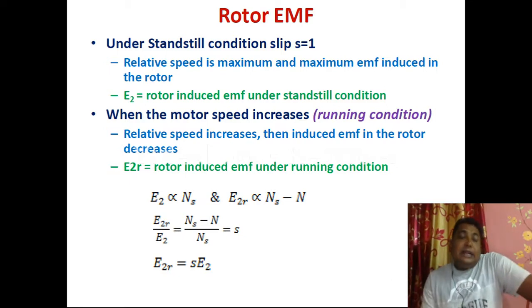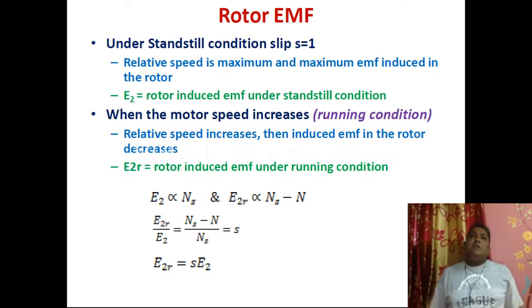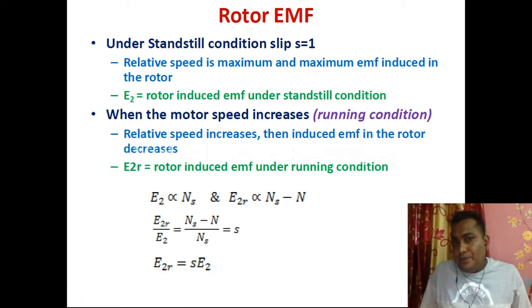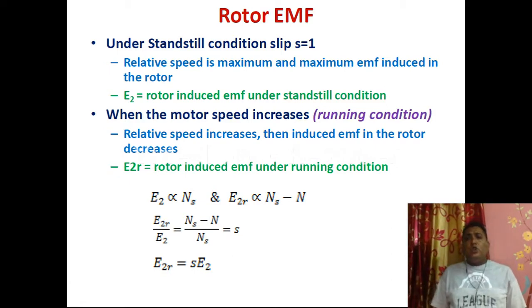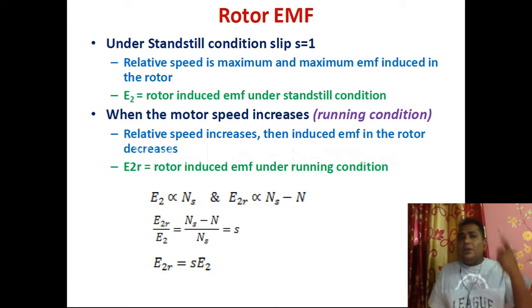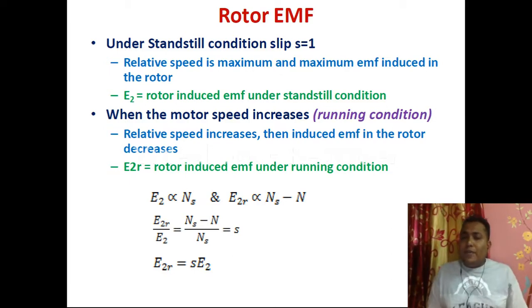Now the running condition: when the motor speed increases, the relative speed decreases. That means n now has some value, so the relative speed is not maximum, but somewhere between the maximum and minimum value. So the rotor induced EMF is going to decrease, because when the slip is maximum, the rotor EMF is maximum. Now the slip is decreasing, so the induced EMF is also decreasing. So what is the value of rotor EMF at the running condition? Correct.